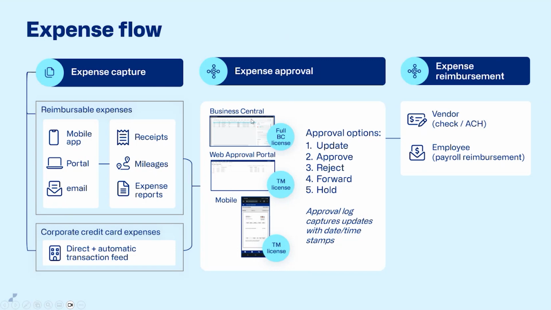Now, approvals work the same as document capture in the same approval portal or in Business Central. Full license for BC, team member license for the approval portal, and reimbursement, corporate credit cards, of course, will reconcile. But it depends on how you set the expense users up in Business Central. Are they set up as employees or vendors? ACH or payroll for employees, check or ACH for vendors.